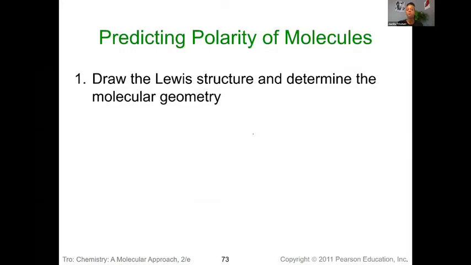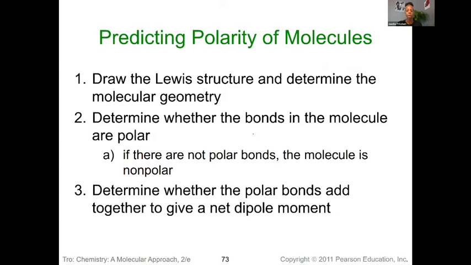Okay, so how do we go about predicting the polarity? Well, think about that progression. We first still need that Lewis structure. Then we're going to determine the electron geometry, followed by the molecular geometry. Remember, count the lone pairs and the bonding regions to get your electron geometry, then redraw the molecule without those lone pairs, but keeping everybody in the same orientation, to get the molecular geometry.